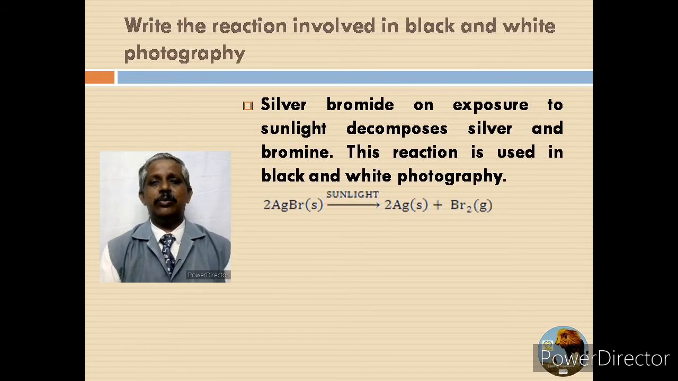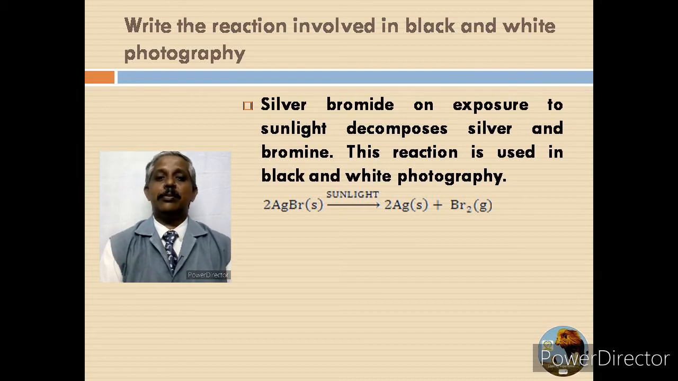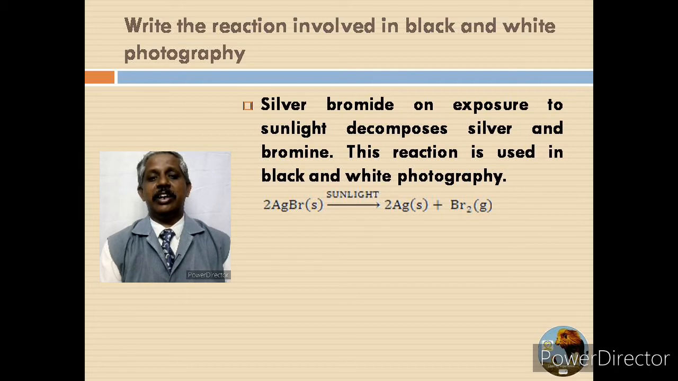The reaction involved in black and white photography. Silver bromide on exposure to sunlight decomposes to silver and bromine. This reaction is used in black and white photography. Silver bromide, that is AgBr, the solid, on exposure to sunlight turns into silver and bromine separately, thereby producing a very fine picture.